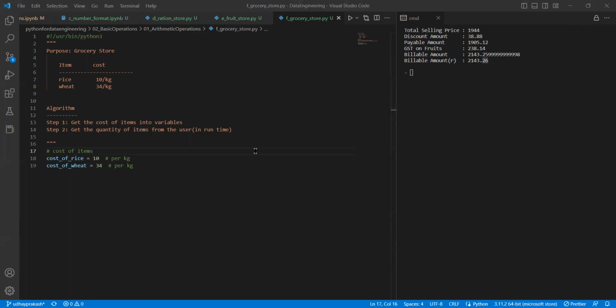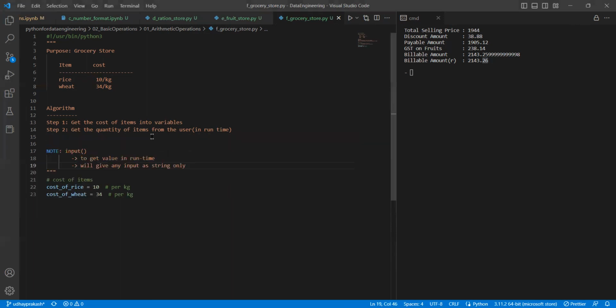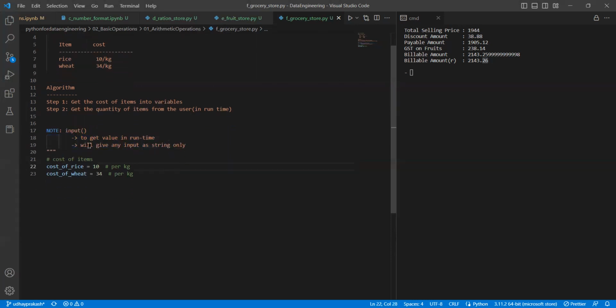If you want to get something at runtime, there is another built-in function called input. There is raw_input in Python 2, which is called input in Python 3. Whenever you are seeing any documentation, if you find raw_input, think that it is Python 2. In Python 2 there are raw_input and input, but in Python 3 there is only input. But the beauty is that it will take whatever you give as a string only. Let's see how it affects us.